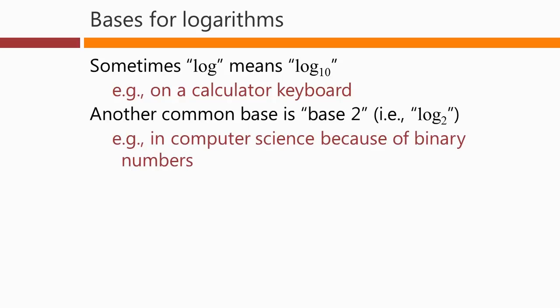Another common base of logarithms is logarithms to the base 2, which we've already looked at. We would write those as logs to the base 2 here. And they're important because we use binary numbers quite a lot, for example, in computer science.